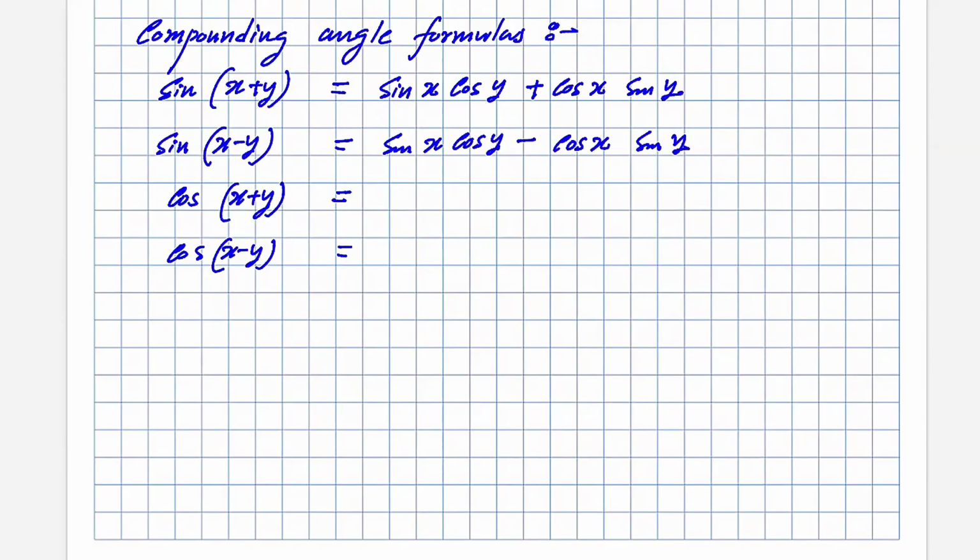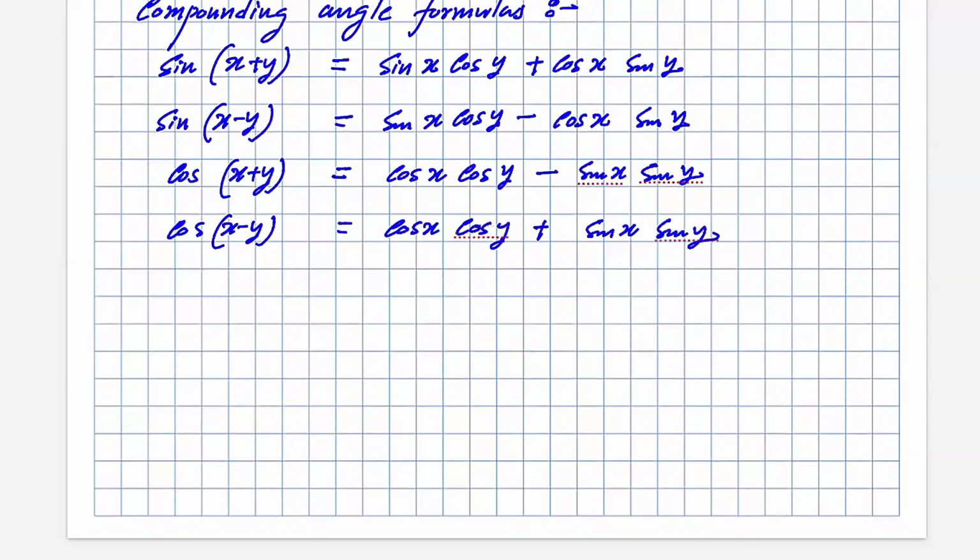Next, cos x plus y. Cos x cos y minus sin x sin y. This one, cos x cos y plus sin x sin y. Agree? Agree. Okay, good.